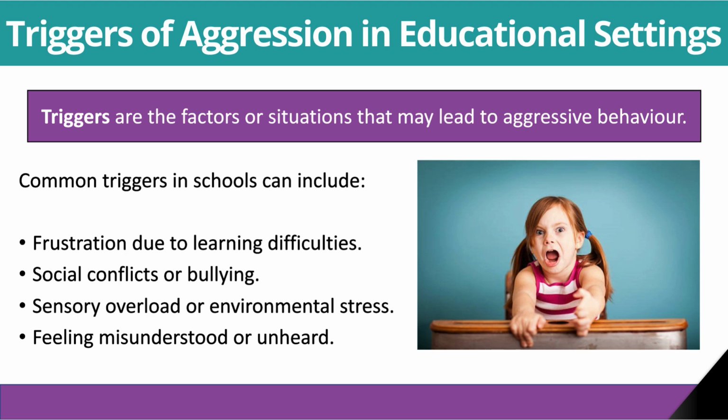Sensory overload or environmental stress. For some students, especially those with autism or sensory processing issues, a noisy or chaotic classroom can be overwhelming and may trigger aggression. Feeling misunderstood or unheard. When students feel that they are not being listened to or their needs are being ignored, they may resort to aggression to express their frustration. Often, an aggressive outburst is the manifestation of a child being unable to express or explain their thoughts and emotions effectively.